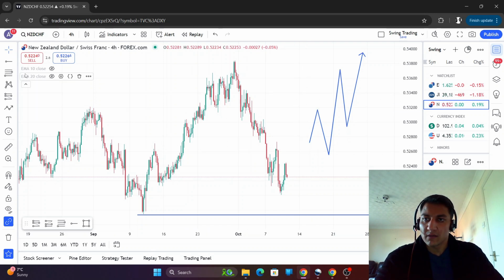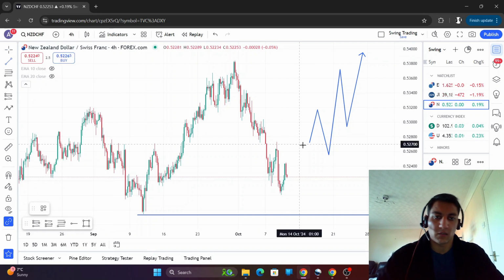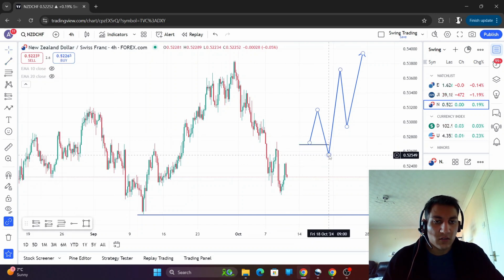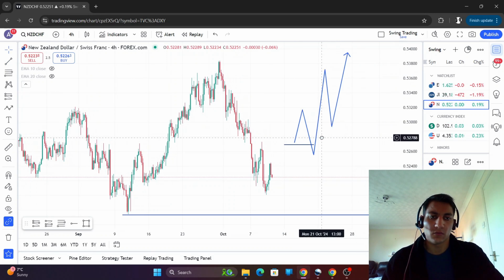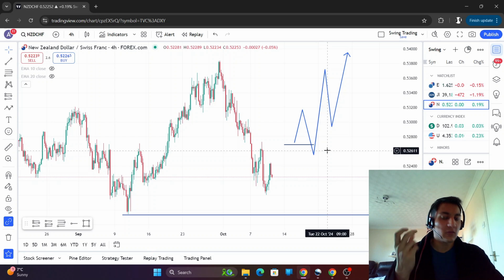Let me just mark this out. This right here would be a liquidity sweep. Now, why is it a liquidity sweep? Because price has slightly gone underneath it and it quickly shot off. And you like to see a fair value gap here, but not always. Price quickly shoots off. That's how you know it's a liquidity sweep.